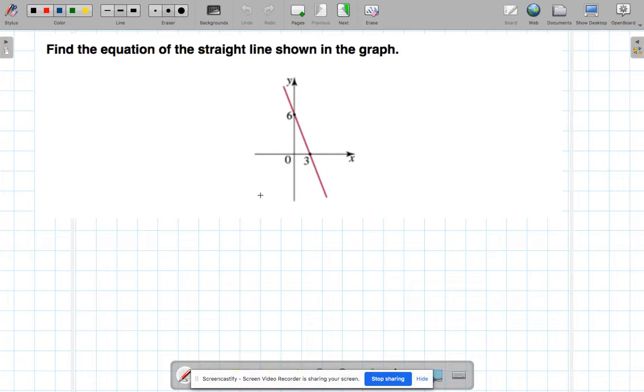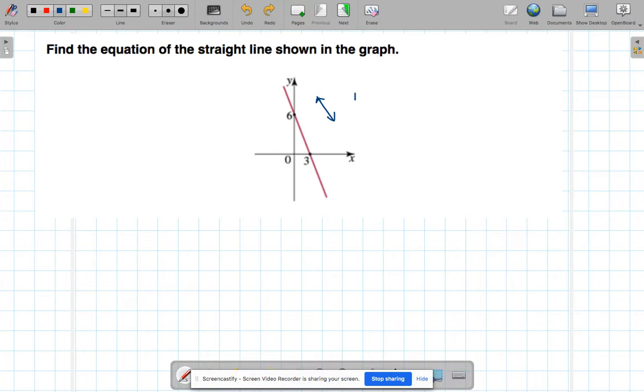Okay, we have to find the equation of this straight line graph here in the diagram. The first thing that strikes me with this graph is that it's sloping that way, which means I'm going to get a negative gradient. Yeah, it's a negative gradient.